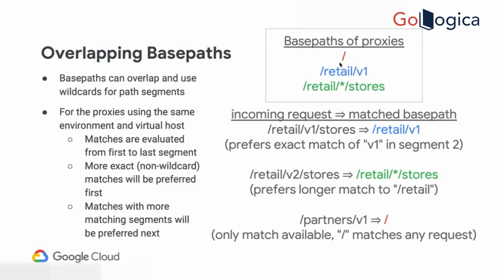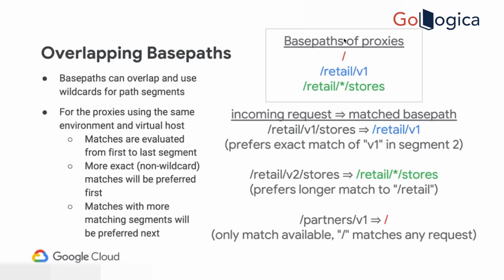Now anything else which doesn't start with the word retail will go to the red one. That will become the default proxy. So if none of them are matching, it will go to the star one, the red one, which is the default. So customers, users, partners, whatever, will go to that one.